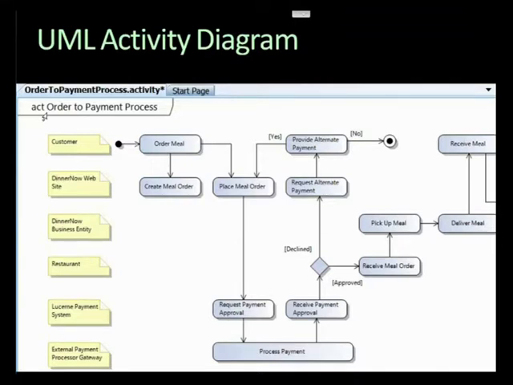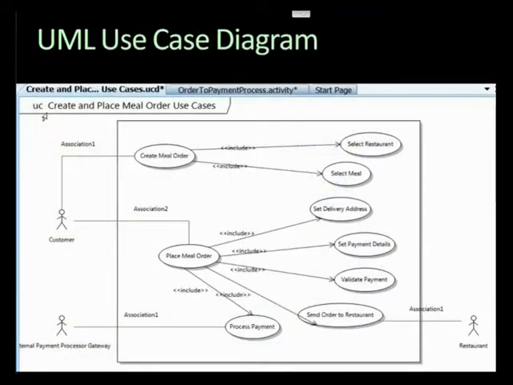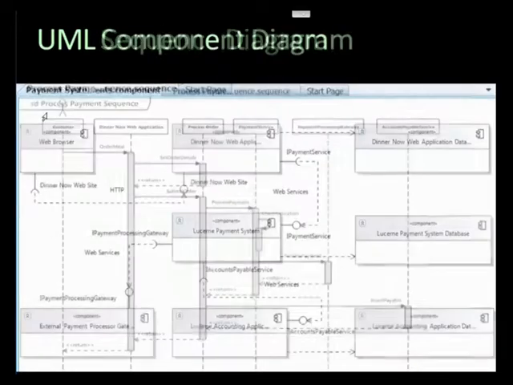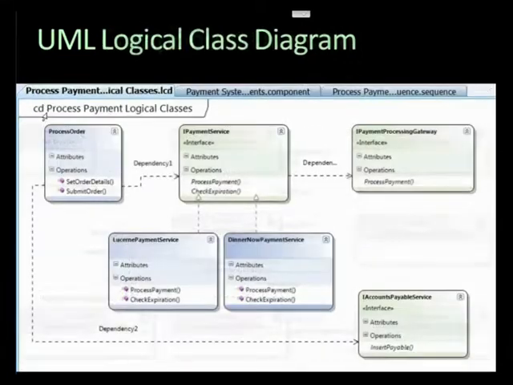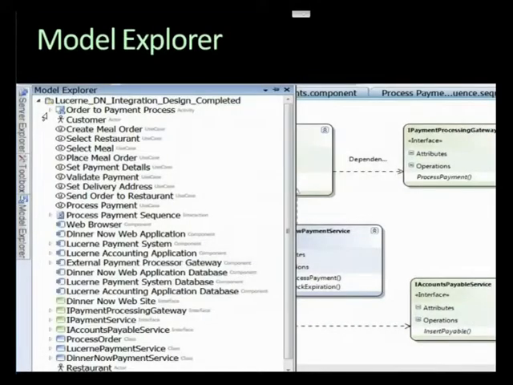Here we have the activity diagram, which is UML. We have the use case diagrams, the sequence diagrams, and the component diagrams. I don't want to really talk about UML here because UML is something that most people would understand. But specifically around the Model Explorer, I'm going to show some demonstrations on some of these capabilities.